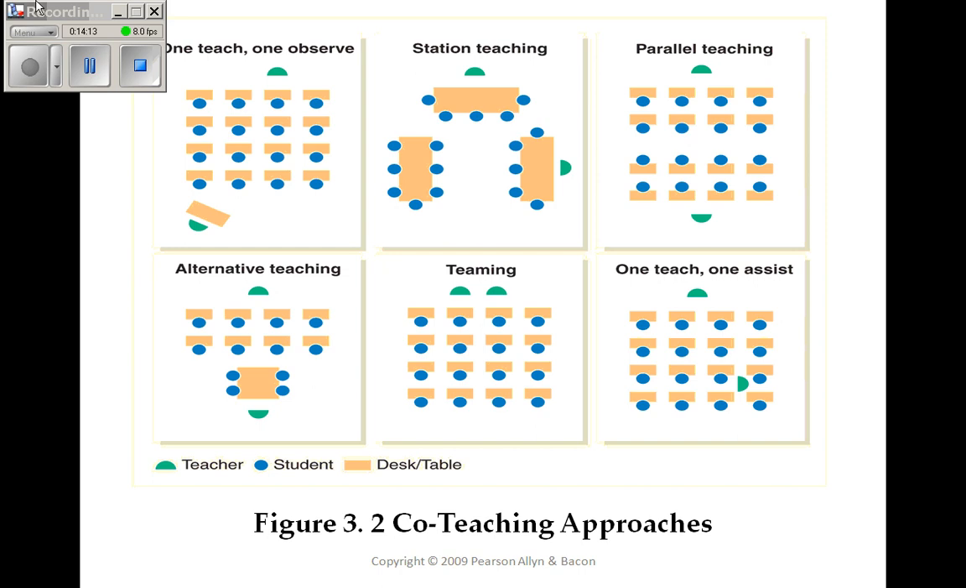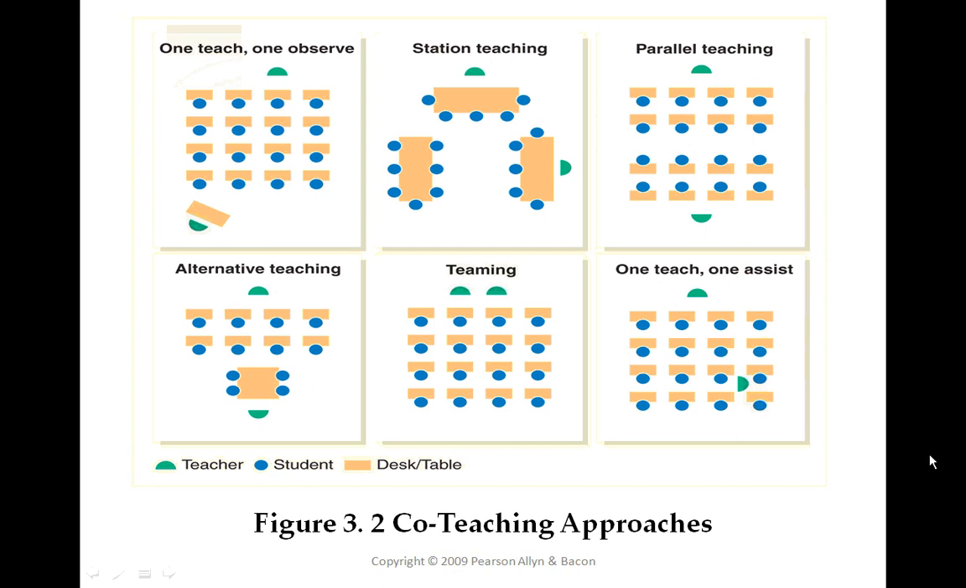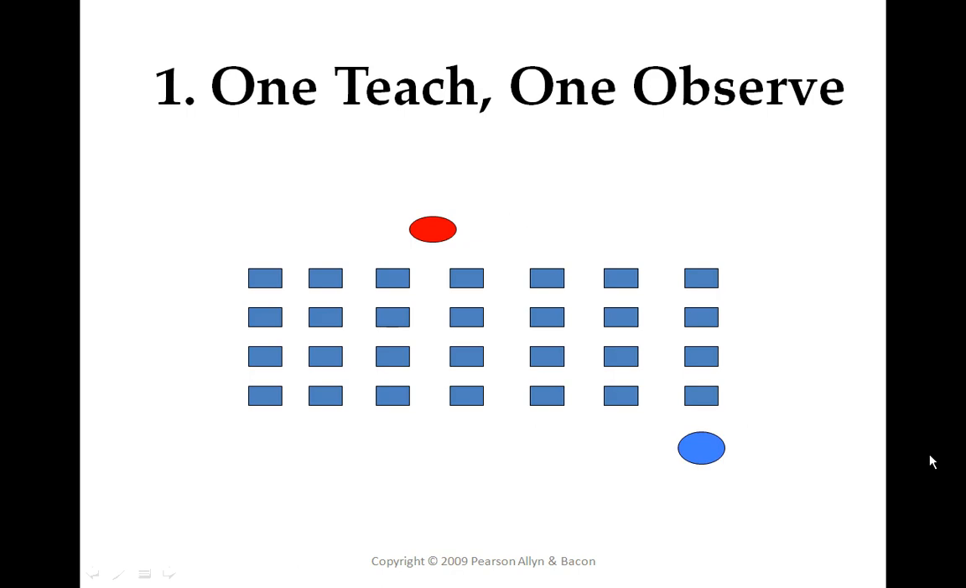I'm going to move this out of our way so we can see this particular slide. Here are the 6 co-teaching approaches. And let's go through each one. The first one: teach, one observe. In this model, the first teacher, and it can be either the intervention specialist or the general ed teacher, is the primary teacher and has the primary responsibility for delivering the instruction to the entire group.